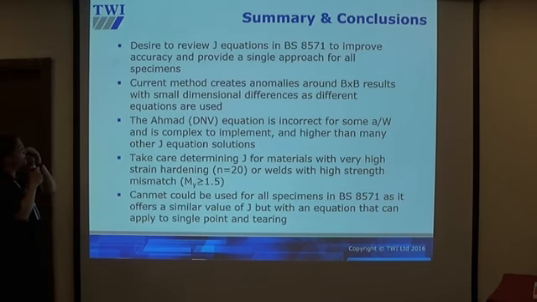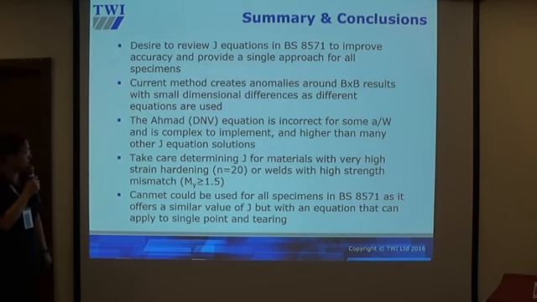So to conclude, we wanted to review the J equations from BS 8571. We need to provide accuracy, and a single approach for all specimens would be simpler. Currently, we were getting anomalies where if you had a B by B specimen and the specimen tolerance was a little bit one way or a little bit the other way, you could end up flipping between two different equations. We said that that's not going to be appropriate. So this is what has driven this review.